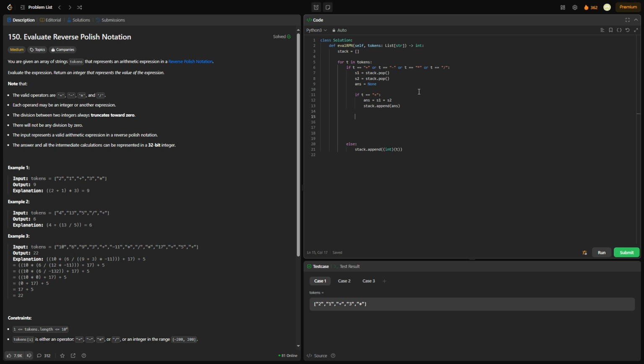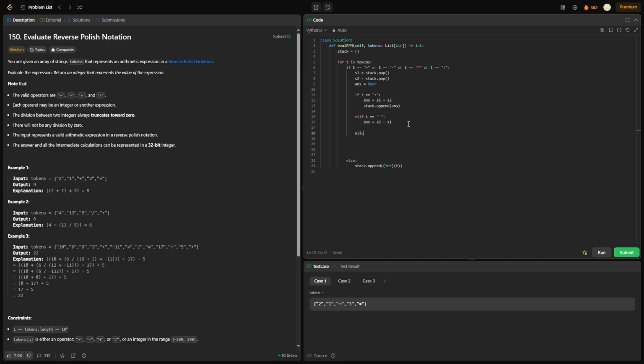Else if t is minus, answer is going to be s2 minus s1. Because this is what gets popped first, and this is what gets popped second. Look at this example with 13 and 5. What gets popped second is what's first when we divide or subtract, because when we divide or subtract, order actually matters. So that's why we have to do it like this. Don't do s1 minus s2. That's not going to give you the right answer.